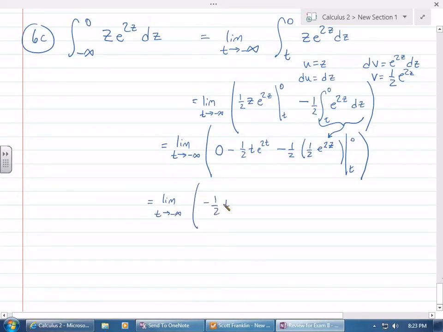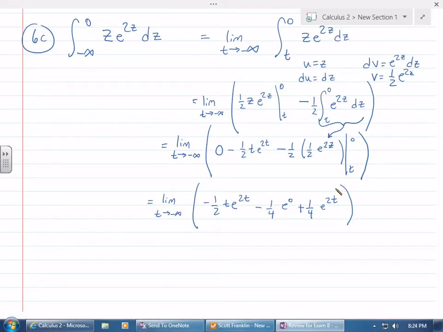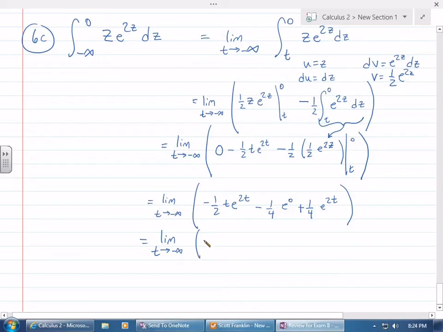All right, so we've got a minus 1/2 t e to the 2t, minus, that's going to be 1/4. I plug in 0, I get e to the 0, minus a minus 1/4 of e to the 2t. Let me simplify that one more step. Limit as t goes to negative infinity. I've got negative 1/2 t e to the 2t minus 1/4 plus 1/4 e to the 2t.